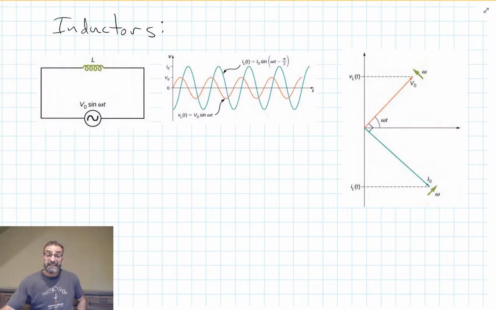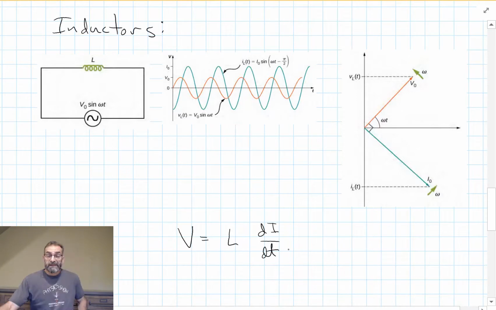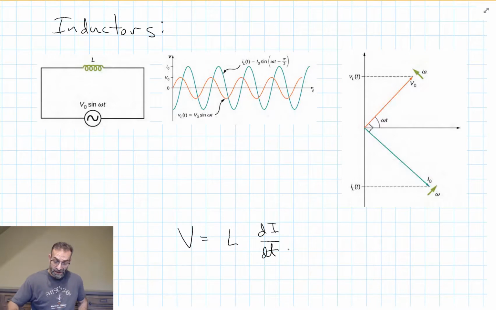In an inductor, the voltage is L dI/dt. That means we're integrating in order to find the current in our circuit.